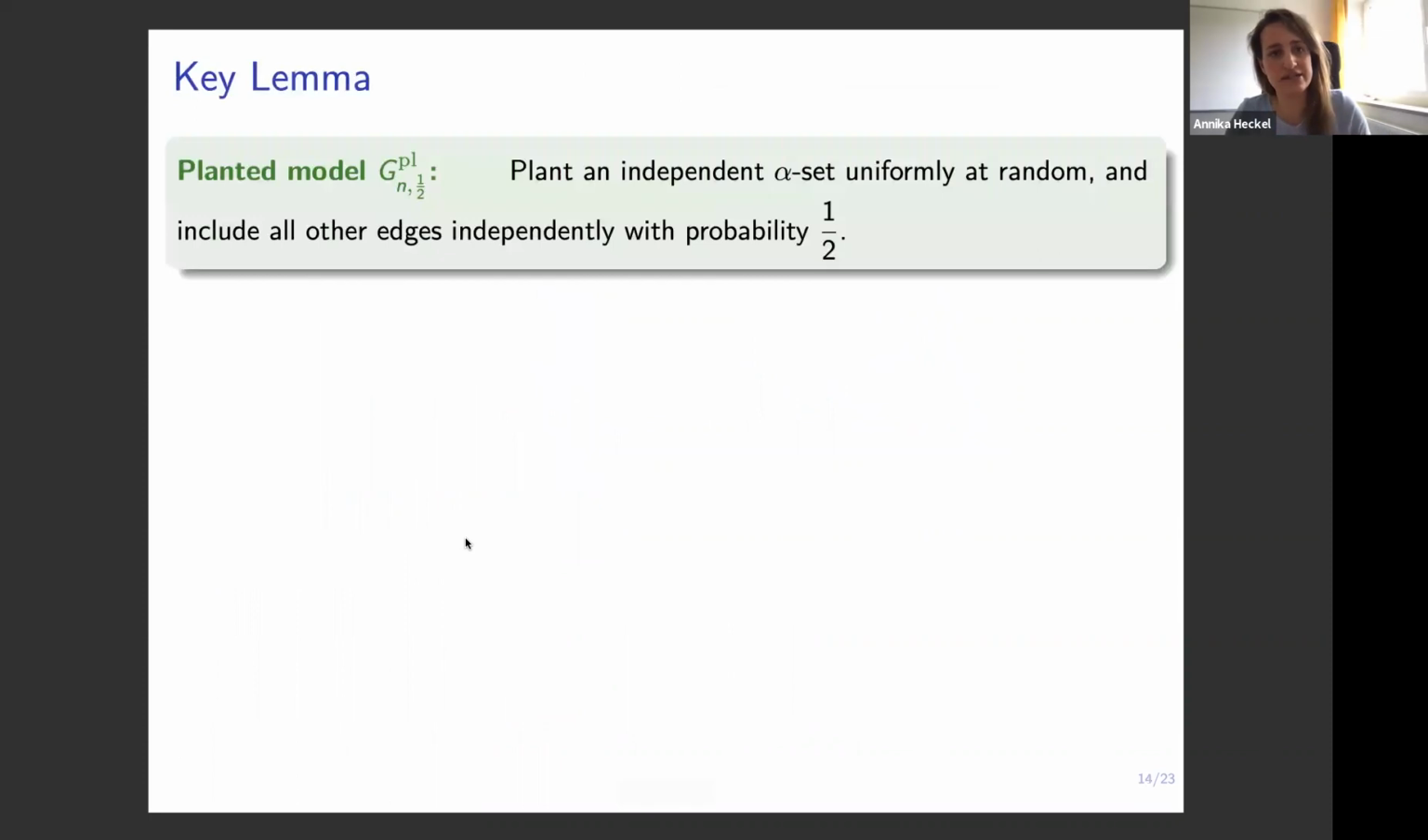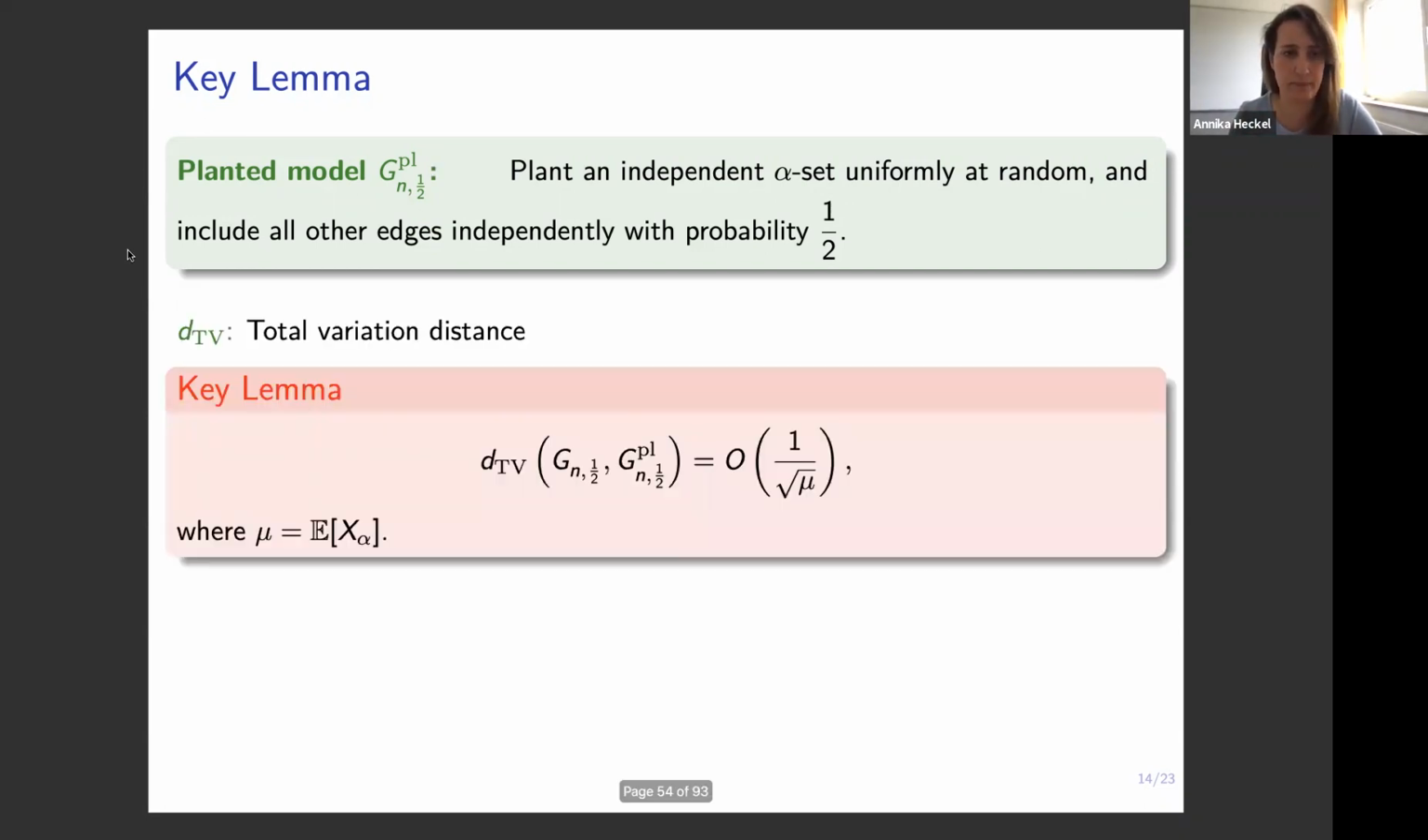It's actually cleaner to do this by studying the effect of planting just one alpha set, one independent set of size alpha. Let's call this the planted model. The planted model is like what we did before, but now we pick one vertex set of size alpha, we make it an independent set, and every other edge is there independently with probability 1/2.